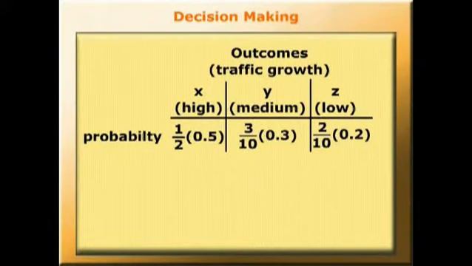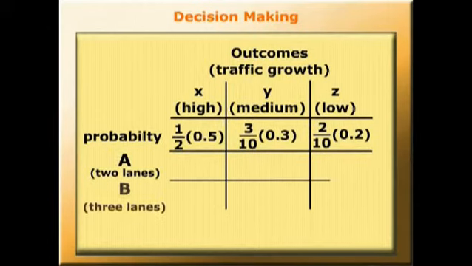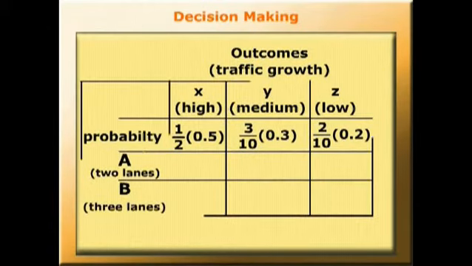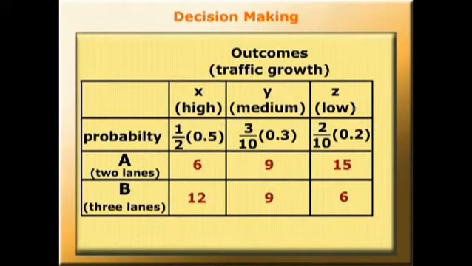And we're trying to decide whether to build 2 lanes or 3 lanes. Now, what are the numbers that we've got in the boxes? These numbers represent the assumed net benefits to the community of choosing these options.